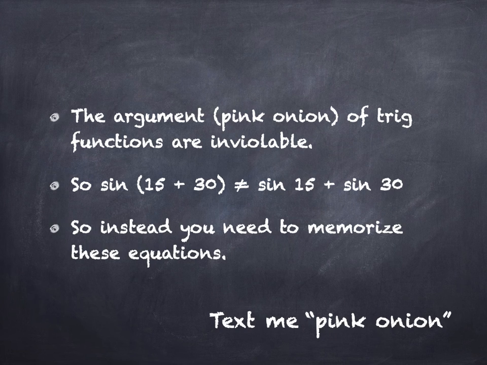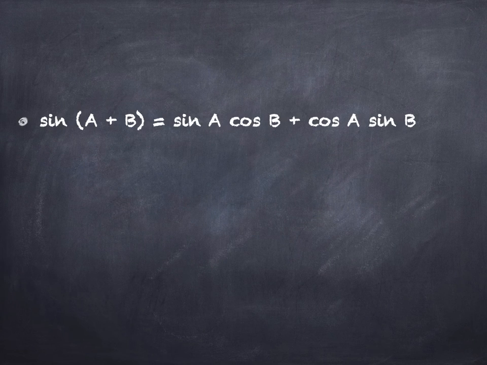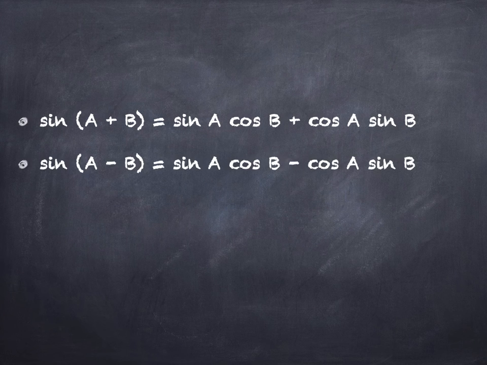So if you have things added together, instead you need to memorize these equations. Here is sine of A plus B is sine A cosine B plus cosine A sine B. So if you have sine of the sum of two angles, take the sine of one, cosine of the other, plus the cosine of one, sine of the other. If you have the difference of two angles, you subtract those. Sine A cosine B minus cosine A sine B.